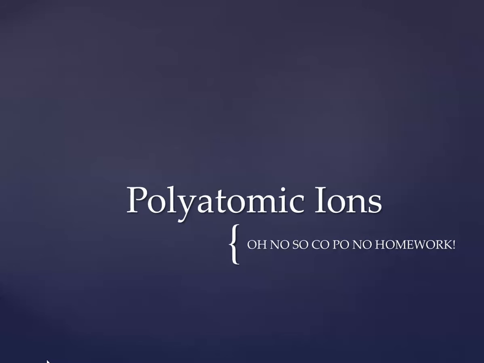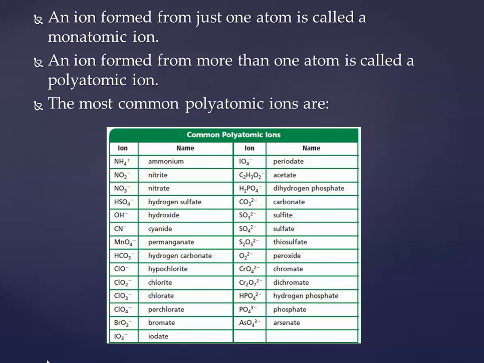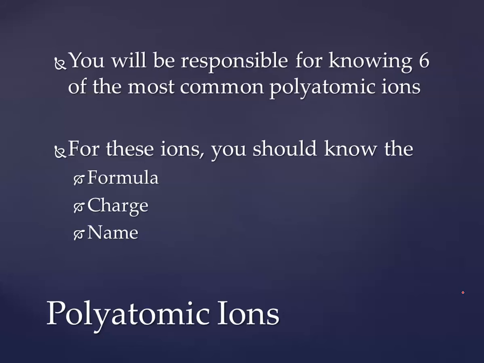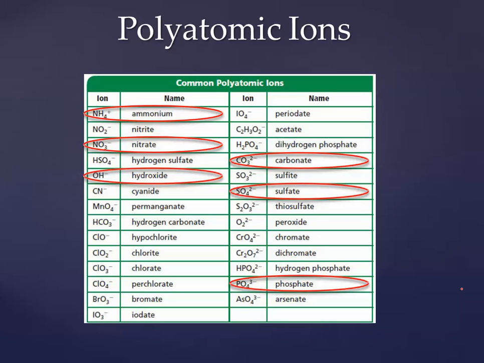Next up that we're talking about is polyatomic ions. Now, an ion formed from just one atom is called a monatomic ion. We've been working strictly with monatomic ions throughout our ionic bonding lesson before. But ions can be formed from more than one atom, and when that happens, it's called being a polyatomic ion. There are a lot of very common polyatomic ions. Luckily, you're not going to be responsible for knowing all of them. You're going to be responsible for knowing 6 of the most common polyatomic ions. And for these ions, you're going to need to know the formula, the charge, and what the name is. So the ions that you are going to be responsible for are ammonium, nitrate, hydroxide, carbonate, sulfate, and phosphate.